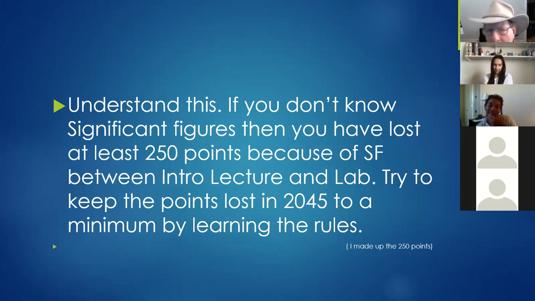Understand this. If you don't know significant figures, then you lost at least 250 points because of significant figures between lecture and lab. Try to keep the points lost to a minimum by learning the rules. I made up the 250.